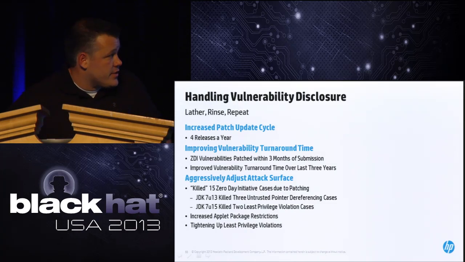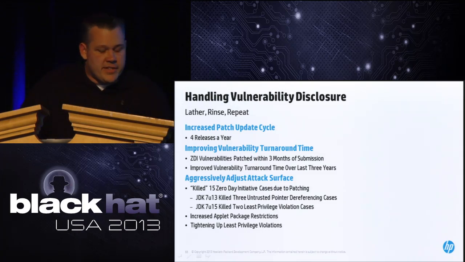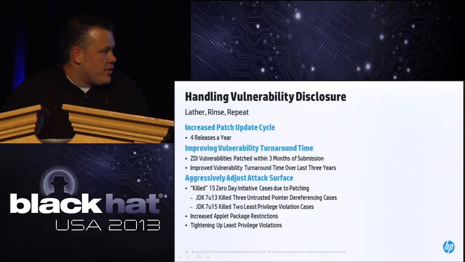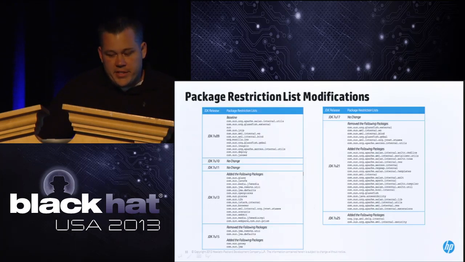They did so by the techniques they were using to reduce the attack surface. If you look in JDK 7 U13, they killed 3 untrusted pointer dereference cases that we had, and in U15 they killed 2 least privilege violation cases that we had. And they're doing this, like I said, by increasing the applet package restrictions, which we'll go over next, and also tightening up and it looks like auditing the least privilege violations.